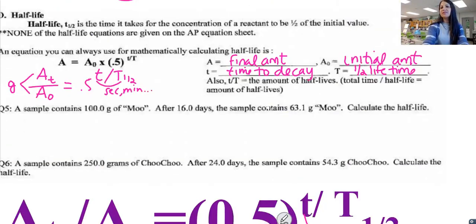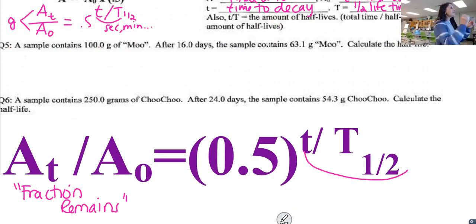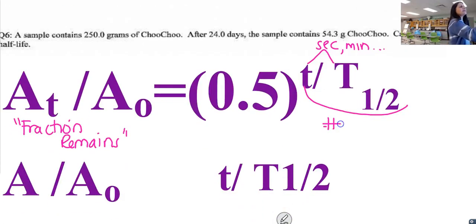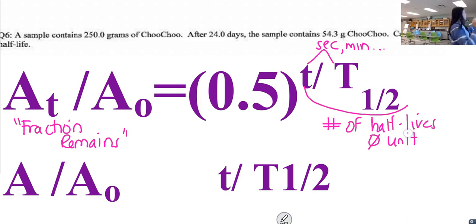So, you guys, this is really, really important. Both of these have units of seconds or minutes, but both of these together represent the number of half-lives, and so this does not have a unit. Same thing when we talk about a fraction, it has no unit, versus these, which are both, let's say, in grams or milligrams or something like that.